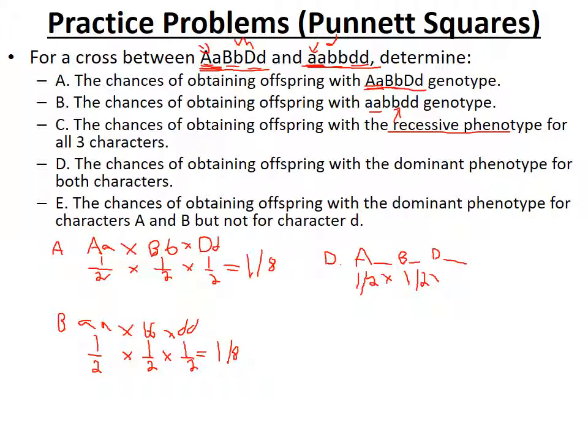For the D's, same idea, half a chance. And so we get, again, 1/8. Let's go to E next.